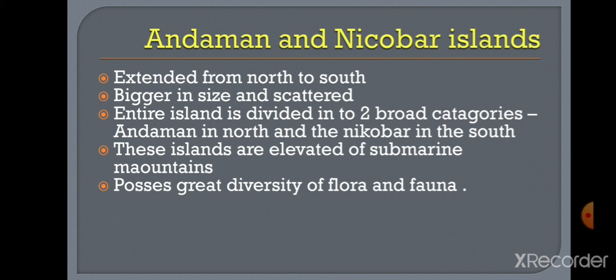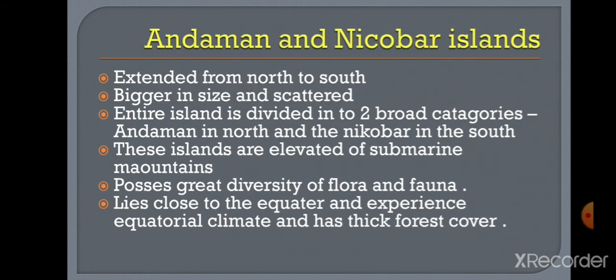And if we think about this, then we got to know that it possesses a great diversity of flora and fauna, because it is an area which is situated near the equator, and we know that the equator is an area where the temperature is always high, and second, it has a good amount of rainfall. Due to the good amount of rainfall and temperature, it has a thick forest area in its region, and it lies closer to the equator and experiences equatorial climate, and that is why this area has thick forest cover.